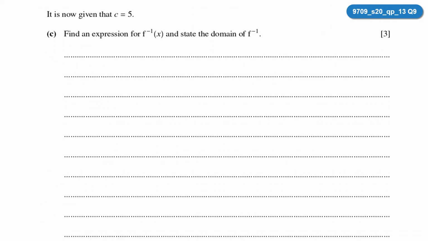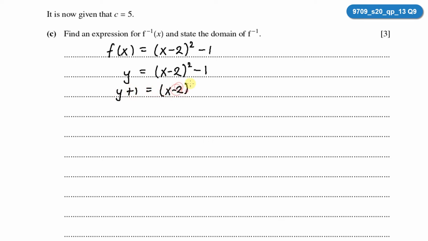Let's scroll down to part C. It is now given that c is equal to 5. Find an expression for f inverse of x and state the domain of f inverse. So we have our f of x as (x minus 2) squared minus 1. We can write that as y is equal to (x minus 2) squared minus 1. And here I'm going to try to make x the subject. So I'll add 1 to both sides. So y plus 1 is equal to (x minus 2) squared.